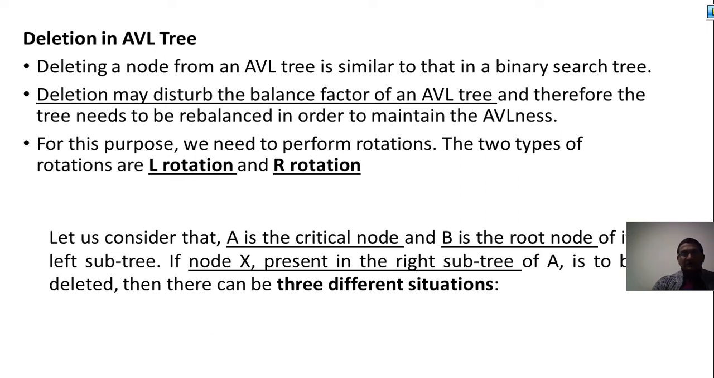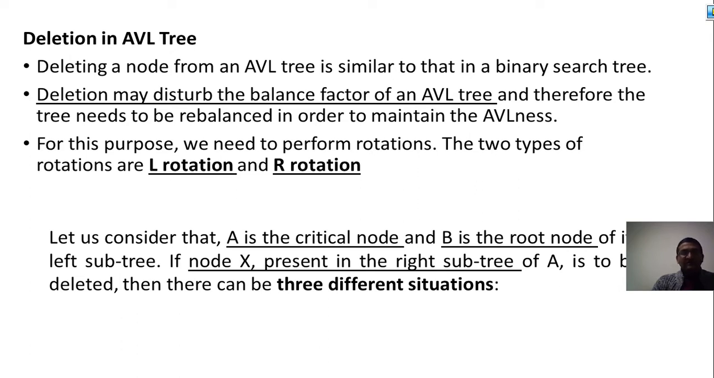Hello everyone. I welcome you again to this lecture, and in this we are going to talk about the deletion operation in the AVL trees. So far we have discussed what AVL trees are. It's a self-balancing tree that makes sure the tree always remains balanced, and we check the balancing with the help of the balancing factor.